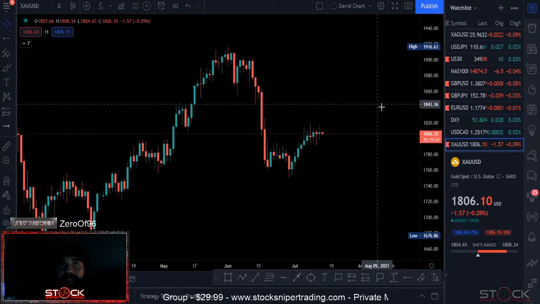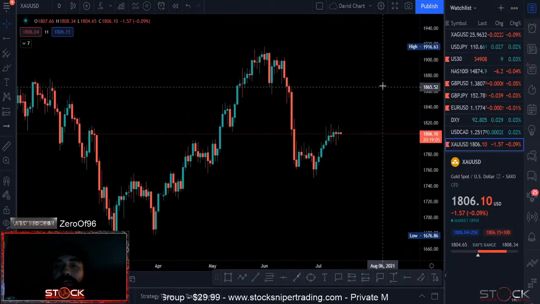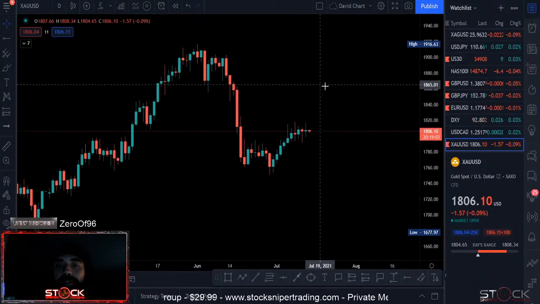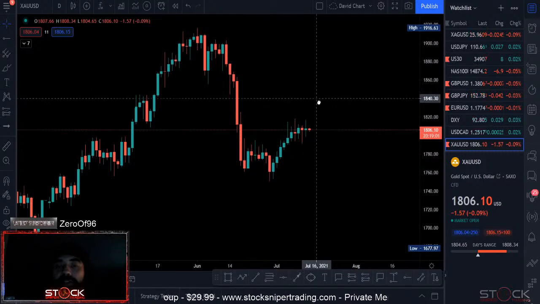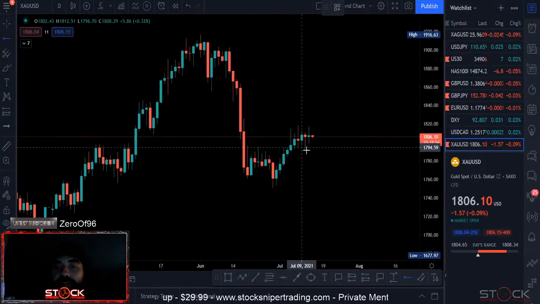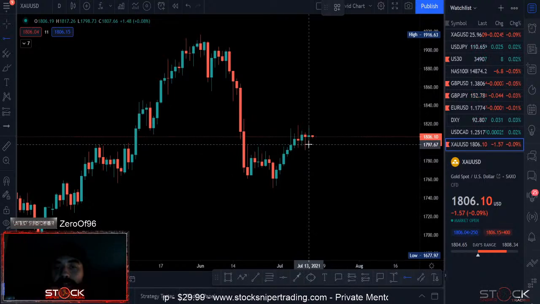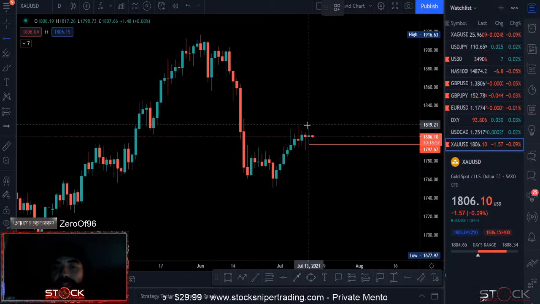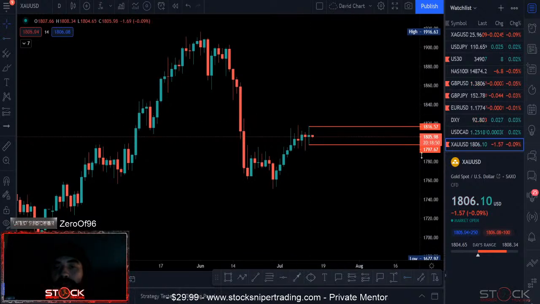Okay, guys. So basically, what I'm looking at right now is gold. This is the daily. We've made a lot of bullish momentum in the last few days, but now we're coming up to this area right here. And you want to be as precise with gold as possible.